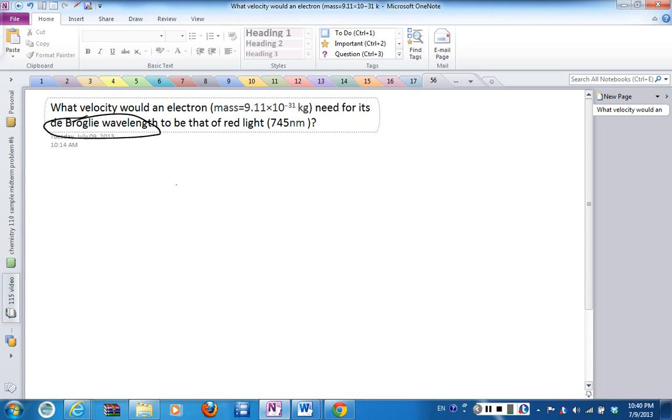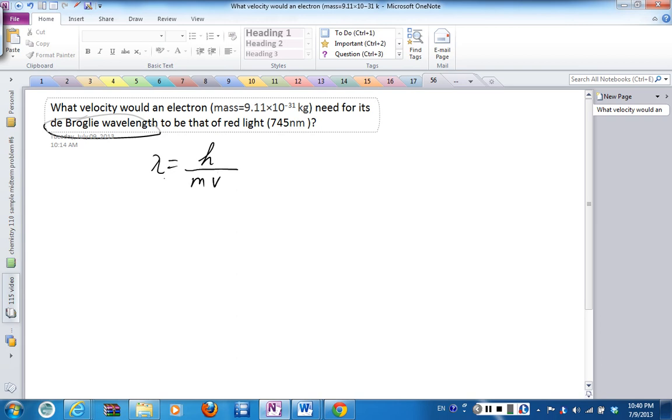Everything has a wave and particle duality. Everything that has mass and is moving with a speed has a wavelength, and it can be calculated through the equation of lambda equal to h over mv.